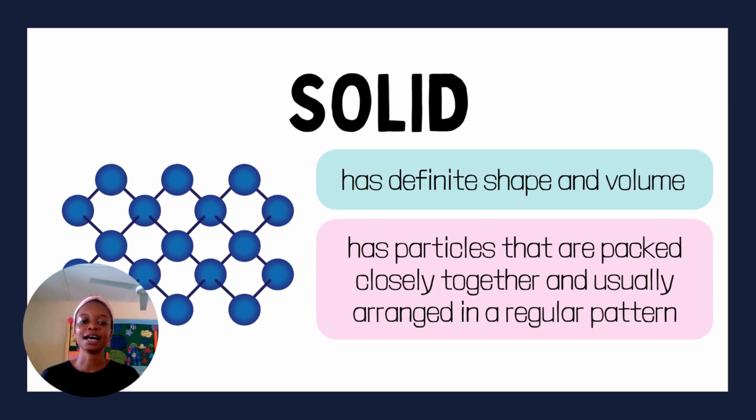Now, solids have a definite shape and volume, and they have particles that are packed closely together, usually in a regular, arranged pattern. So one of the many characteristics of matter in the solid state is definite shape, definite volume, and particles that are closely packed together, which makes them immovable and in a particular position.